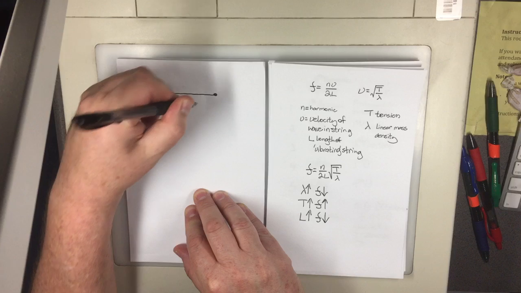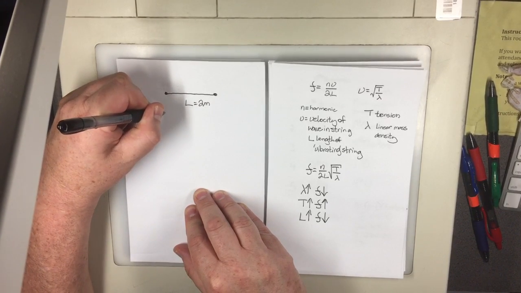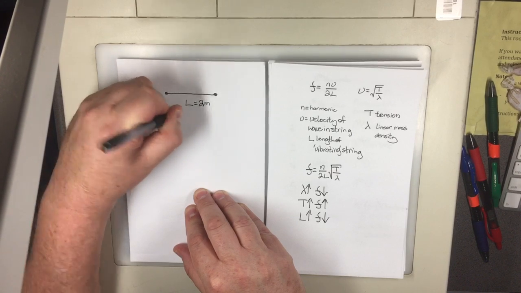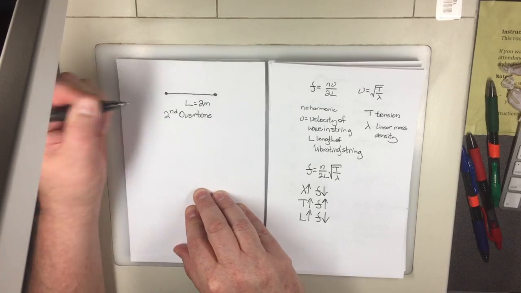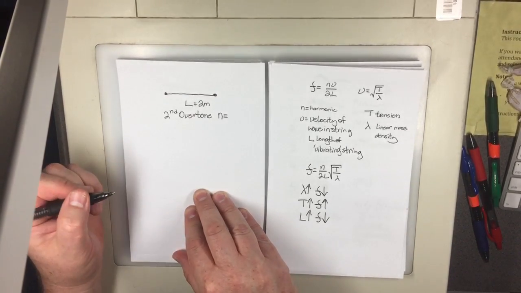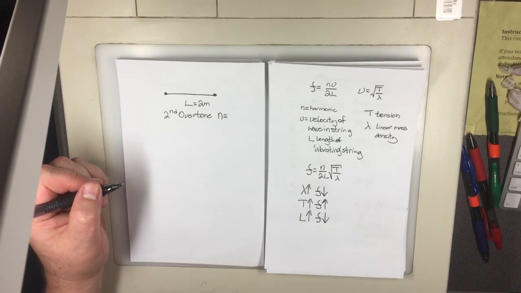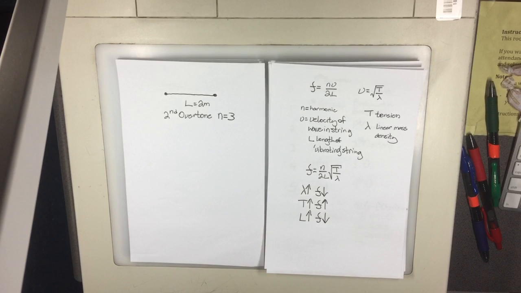So a string of length L is 2 meters. It is at its second overtone. So if it is at its second overtone, what is its harmonic value? I just got done telling you. 3. The moment I say what harmonic or overtone it's at, you immediately know what n we're dealing with.